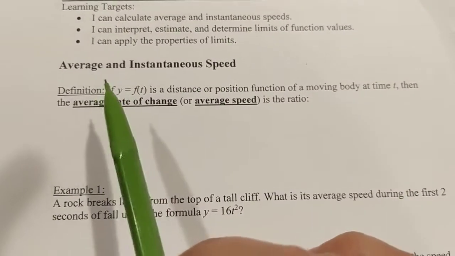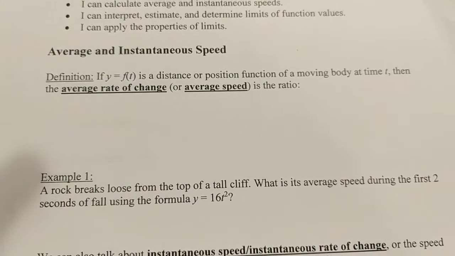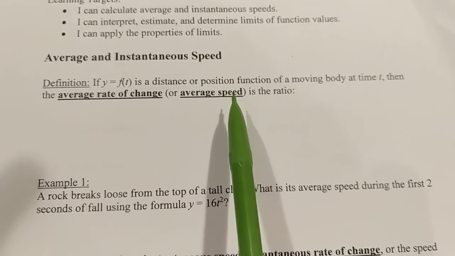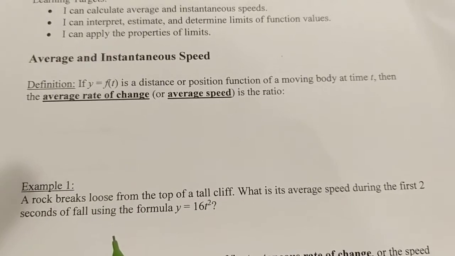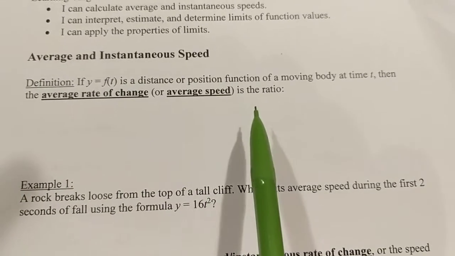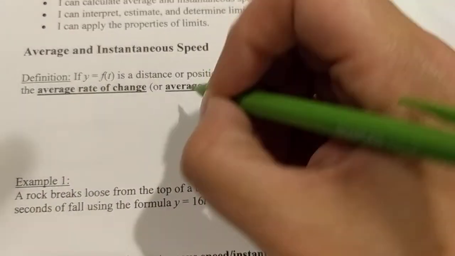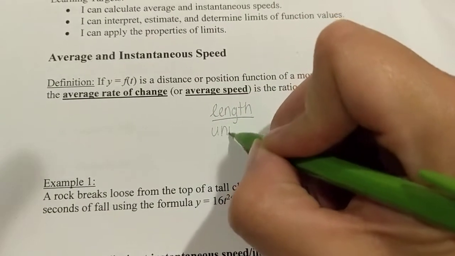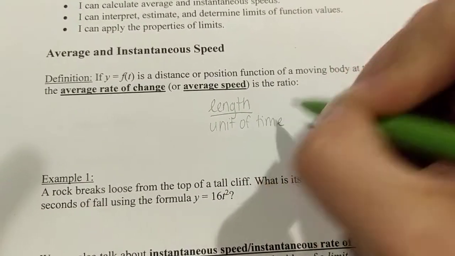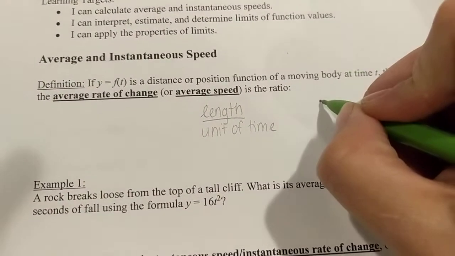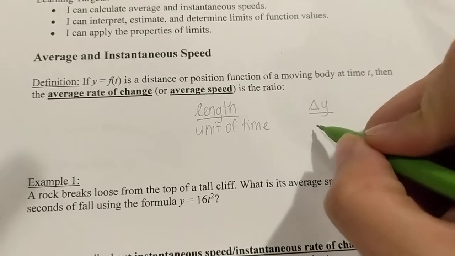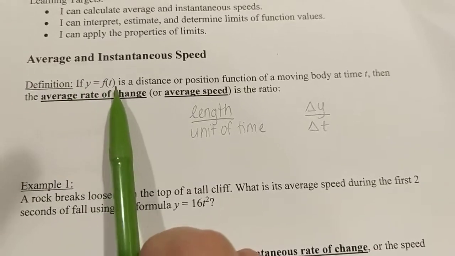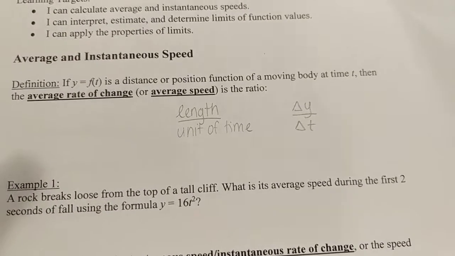So when we talk about average and instantaneous speed, the first definition says if we have a function y equals f of t, and that represents the distance or the position function of a moving body at time t, then the average rate of change or the average speed is the ratio of some sort of a length with respect to some sort of unit of time. And so typically how we've seen this in the past is we've got some sort of change in y value with respect to some sort of change in time. So in this case, it would be this change in y with respect to the change in t.